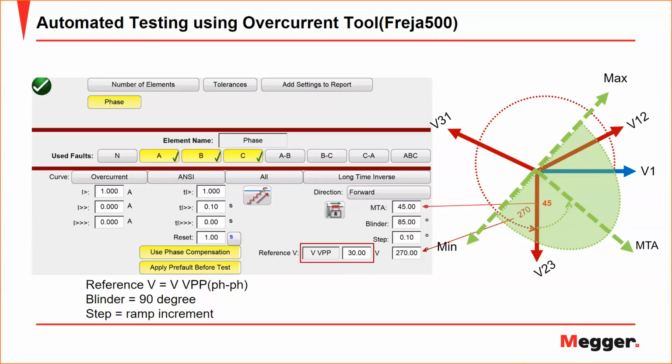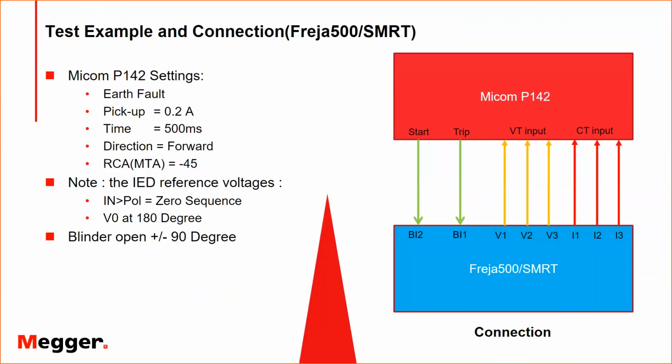Now, for the directional earth fault protection, there are many methods of applying it. Some relays do not use a polarizing voltage; they use the wattmetric method. We will not discuss that. We'll just discuss the polarizing voltage method, where we have a voltage as a reference and a neutral current as a reference to it.